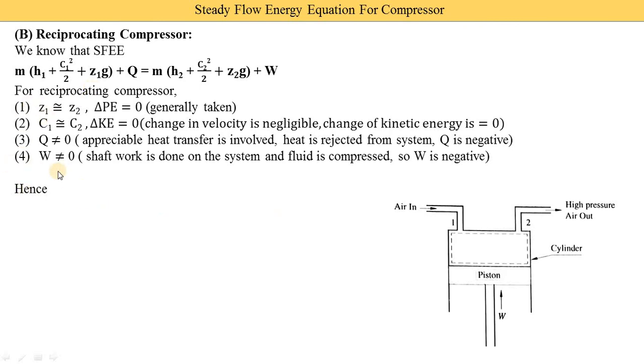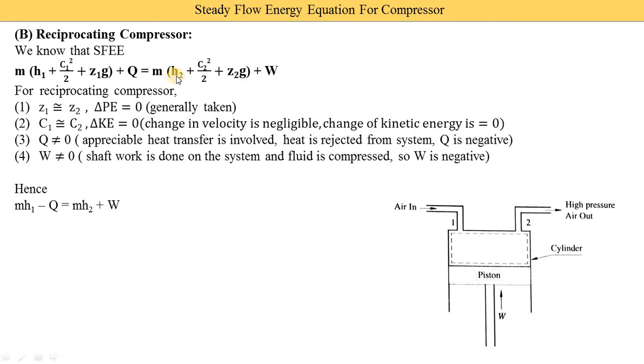Hence, now we put these values in the above equation. The remaining part on the left side is mH1. C1 is cancelled, Z1g is cancelled. Q is not cancelled because it has some value. So on the left side, mH1 minus Q. Why is it minus Q? Here plus Q is written, but we consider minus because they transfer heat to the surroundings, meaning heat is rejected from the system. At that time we consider Q negative.